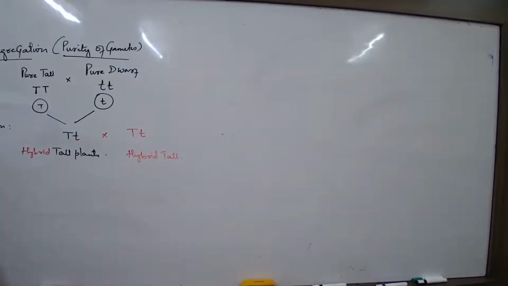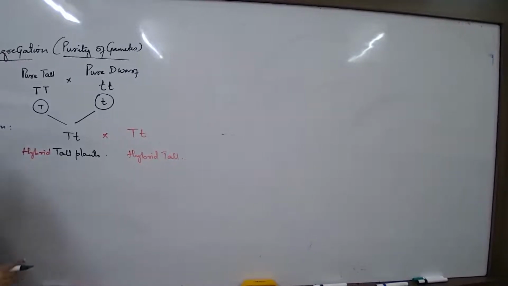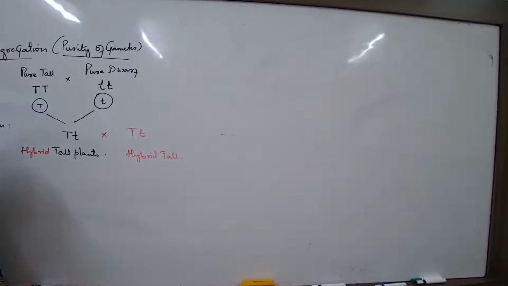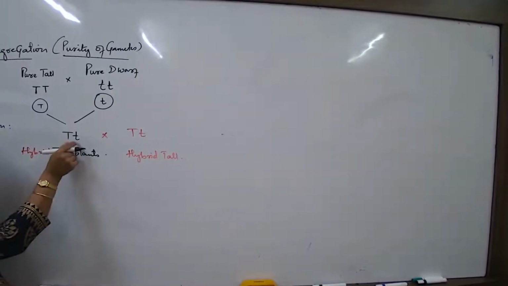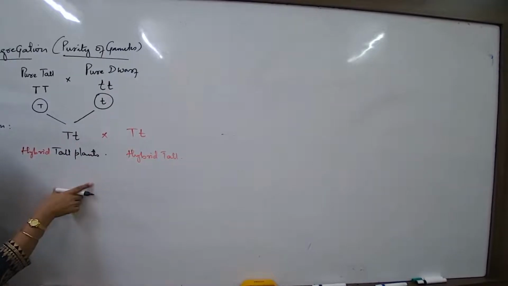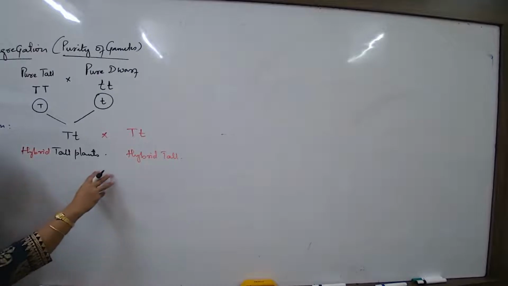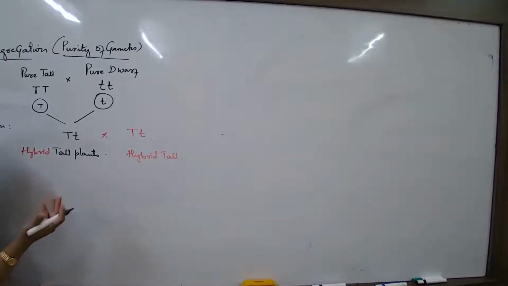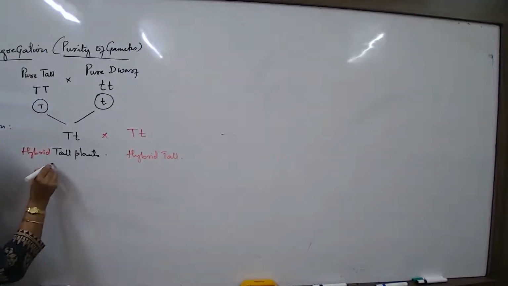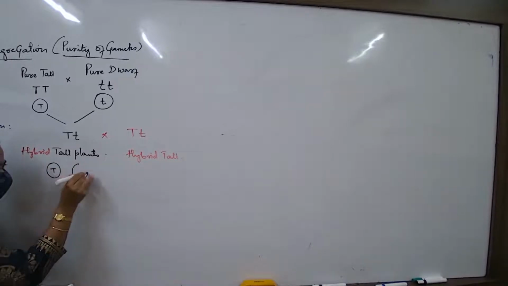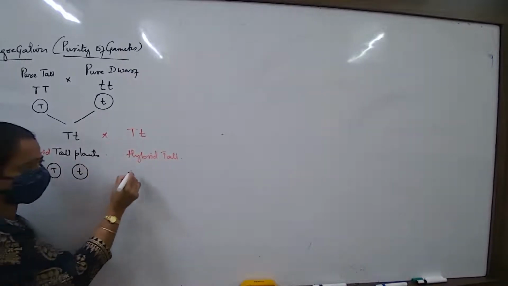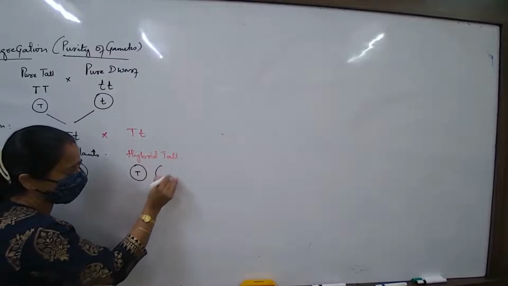Now let us again go forward. What will be the gametes of these plants now? How many types of gametes will these plants give rise to? Two types, no? This is a pair of chromosome which will split up. One cell will get capital T, the other cell will get small t. That's the same basic concept of cell division. So I'm writing capital T and small t. The same is this side, capital T and small t.